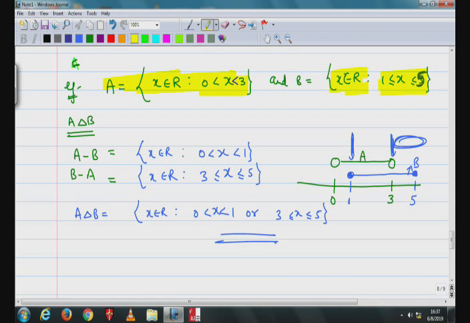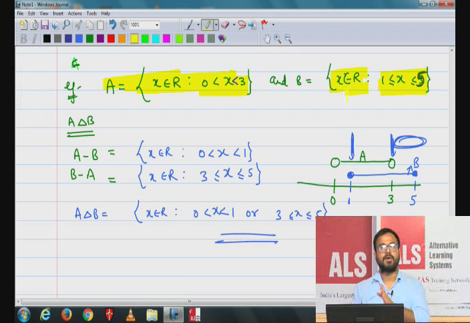Symmetric difference of A and B means first you have to take A minus B and then you have to do B minus A and then you have to add both of them. So for A minus B, if we draw the number line, we can see that A is from 0 to 3, 0 and 3 not included, and B is from 1 to 5, both are included.